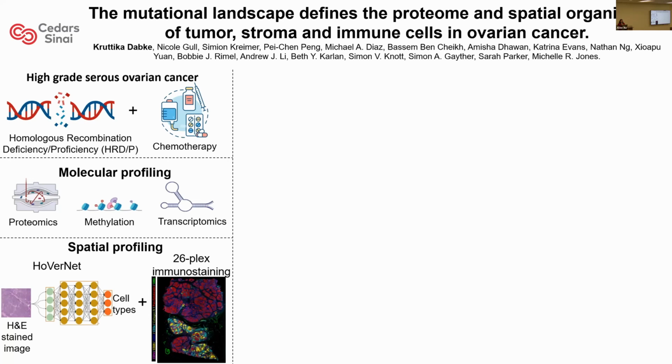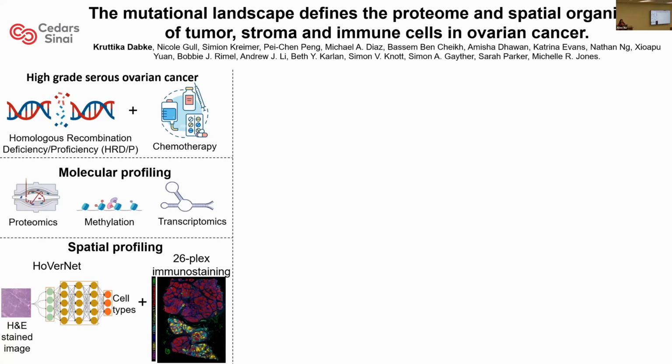So we have profiled high-grade serous ovarian cancer tumors who have both homologous recombination deficiency or proficiency, meaning a lack of ability to repair DNA damage, and also tumors before and after they've been exposed to chemotherapy. And so we've done molecular profiling with proteomics, methylation, and transcriptomics data, as well as whole genome sequencing. And that data has indicated to us that the homologous recombination deficiency is driving the immune landscape in these tumors.